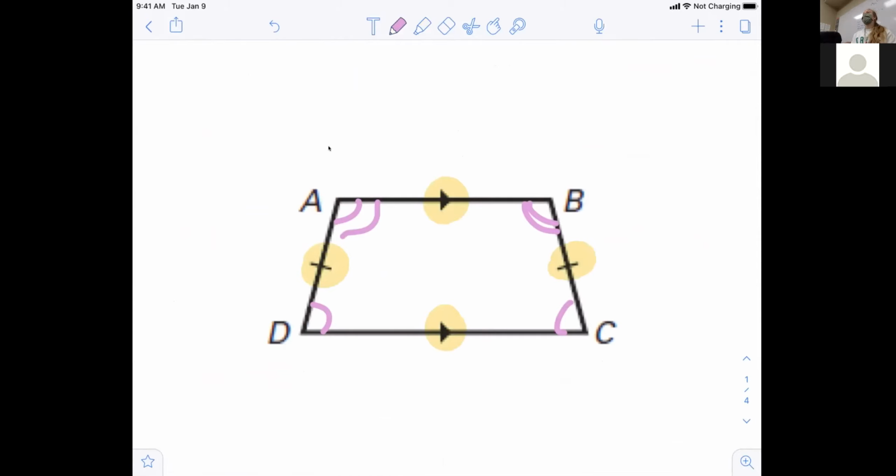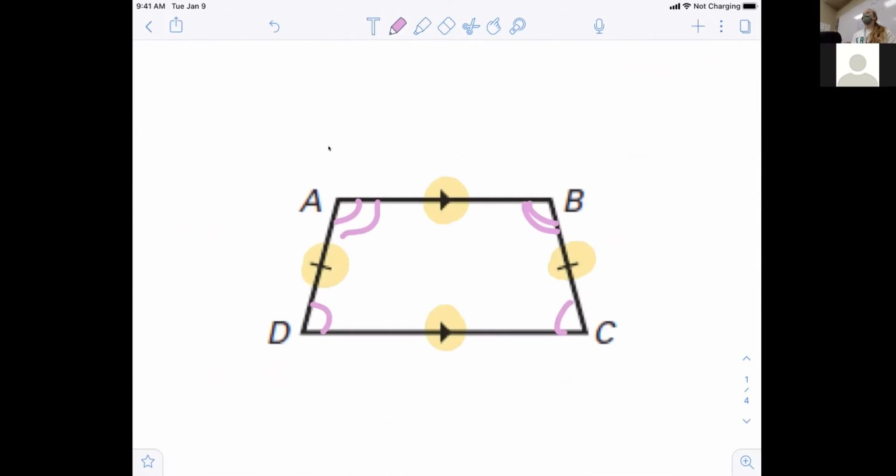This next one says if a trapezoid has a pair of congruent base angles, then it's an isosceles trapezoid. If you look at those last two theorems, if a trapezoid is isosceles, then each pair of base angles is congruent, and then we flip it, we do the converse. If the trapezoid has one pair of congruent base angles, then it's an isosceles trapezoid.